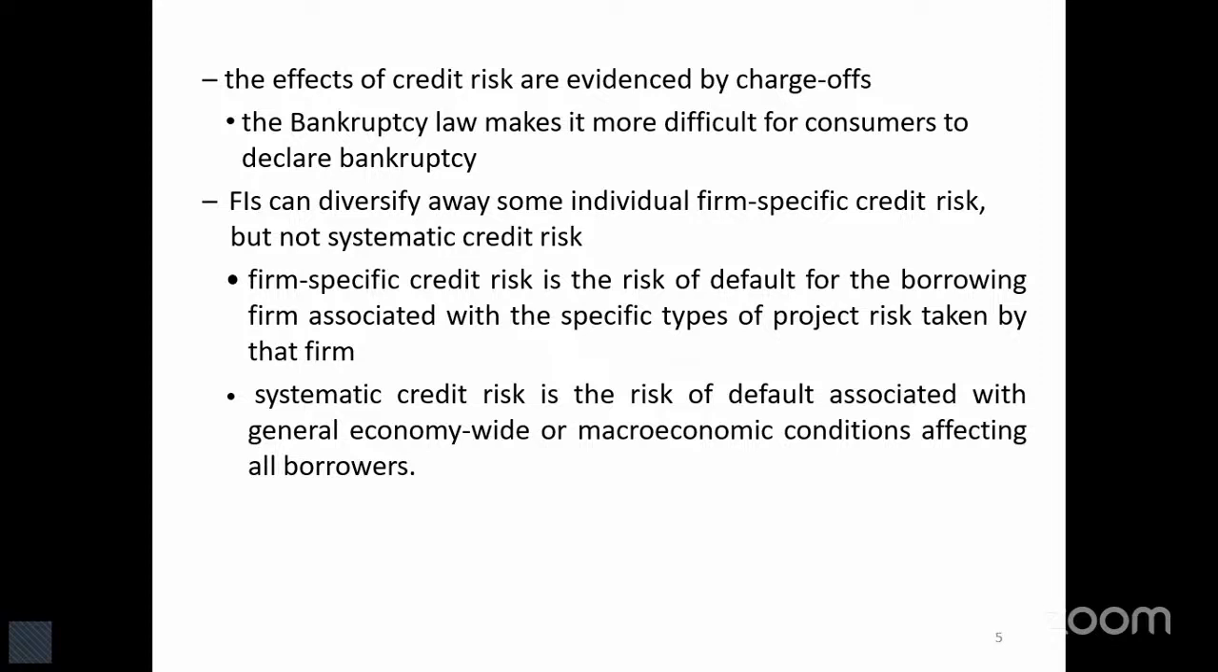The court may order to sell or court may order to investigate all of the properties, whether it's deliberated or false statement or true statement, right? And sometimes there may be a collusion between the bank manager and the customer who declares bankruptcy. So there is a lot of deep investigation going on. So it's very hard nowadays to declare bankruptcy. Financial institutions can diversify away some individual firm-specific credit risk, but not systematic credit risk.